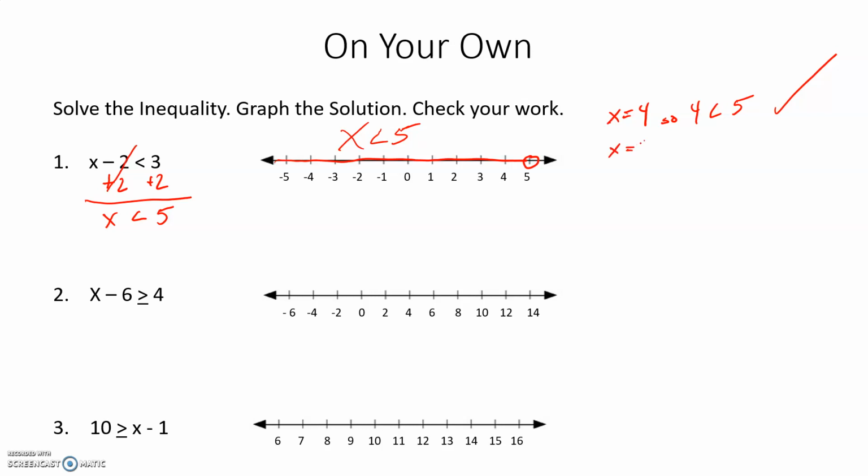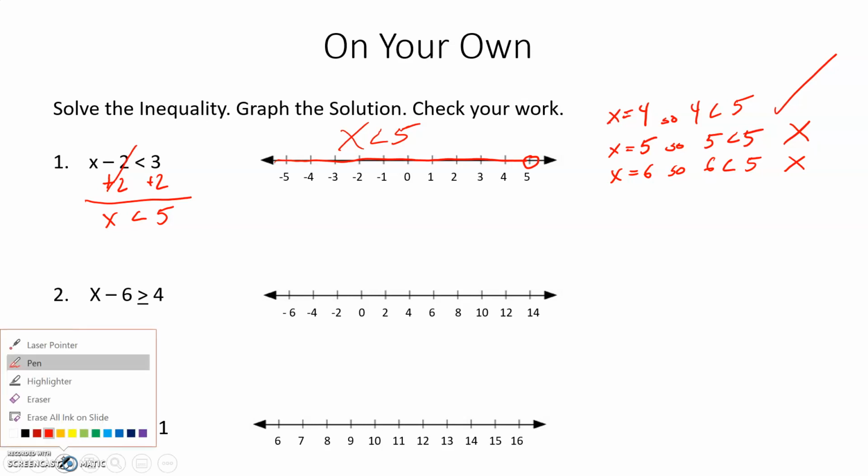x equals 5. So 5 is less than 5, and that is not true because 5 is not less than 5. I'm going to go ahead and do a third one on this one. x equals 6. So 6 is less than 5, and that is not true as well because 6 is greater than 5.